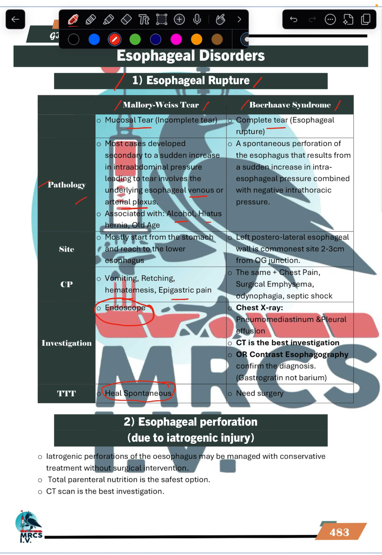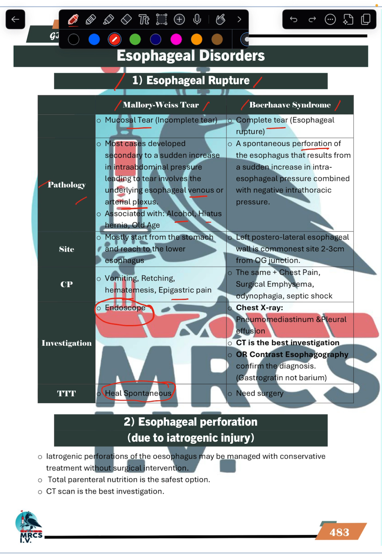In Mallory-Weiss tear, after getting alcohol, there is a bout of vomiting, and in that there is stretching of the mucosal wall, which is called a Mallory-Weiss tear. While in Boerhaave syndrome, there is spontaneous perforation of the esophagus that results from a sudden increase in intra-abdominal pressure. Intraesophageal pressure is increased combined with negative intrathoracic pressure, so the pressure inside the esophagus suddenly increases to such an extent that there is perforation.